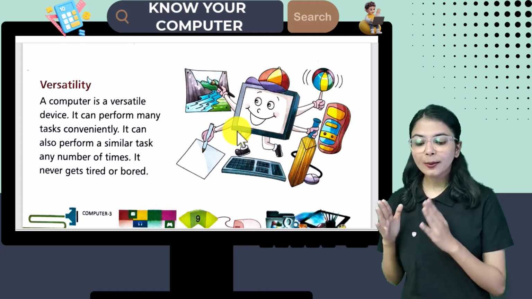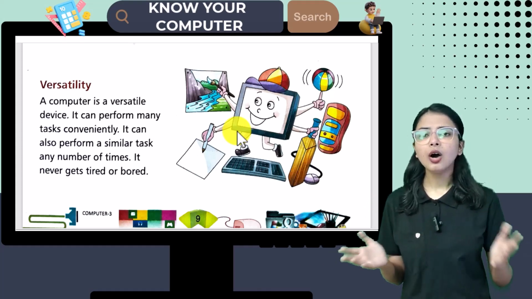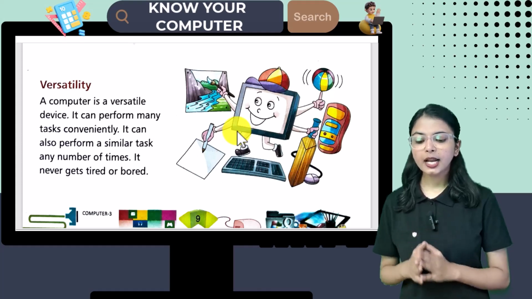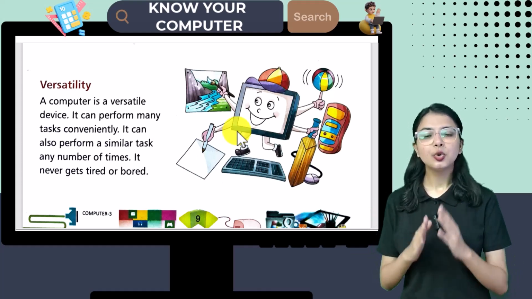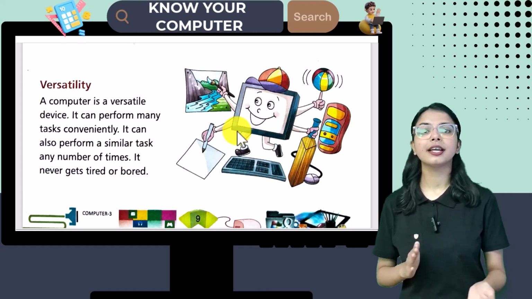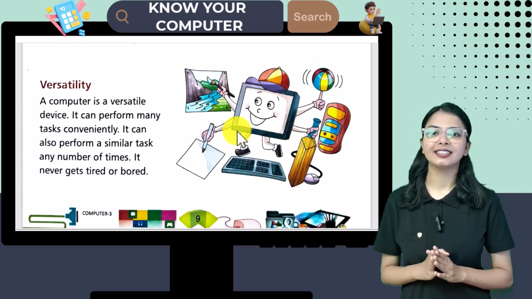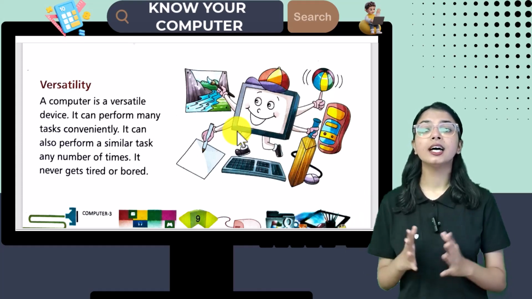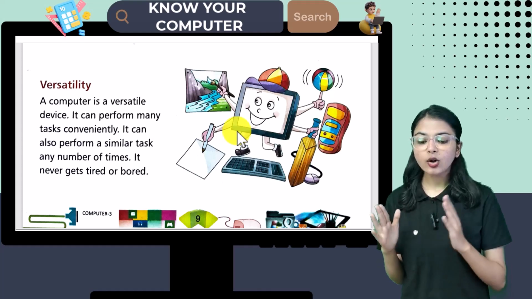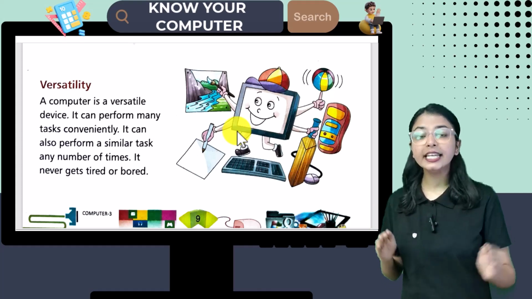Okay students, and the next characteristic is versatility. Okay, so a computer is a versatile device. How is this device versatile? It can perform many tasks conveniently. Versatile किसे कहते हैं? जो एक समय पर बहुत सारे काम बहुत ही अच्छे से कर सकता हो. तो कंप्यूटर is a versatile machine. It can perform many tasks conveniently.